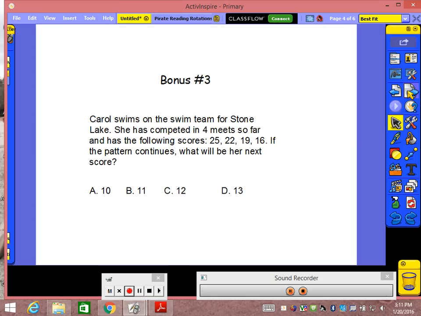For bonus number 3, Carol swims on the swim team for the Stone Lake. She has competed in 4 meets so far and has the following scores: 25, 22, 19, and 16. If the pattern continues, what will be her next score? I also want you to think about what the rule will be as well.